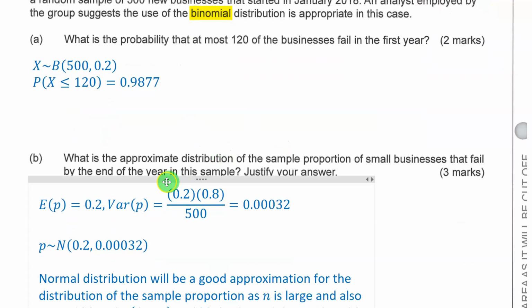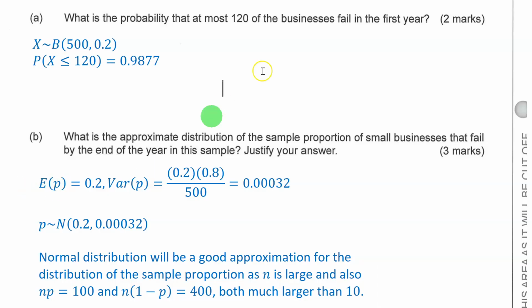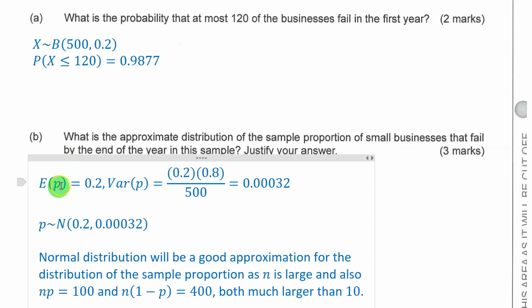Then part B, what is the approximate distribution of the sample proportion? So the word approximate is a clue. That's because we're going to approximate the distribution here with a normal distribution. The formula sheet's got everything we need, the mean and the standard deviation over here. So here we go. The mean is just simply the proportion 0.2, and the variance is 0.2 times 1 minus 0.2, which is 0.8, all over 500, which is 0.0032. So we say it's a normal distribution with this mean and this variance.